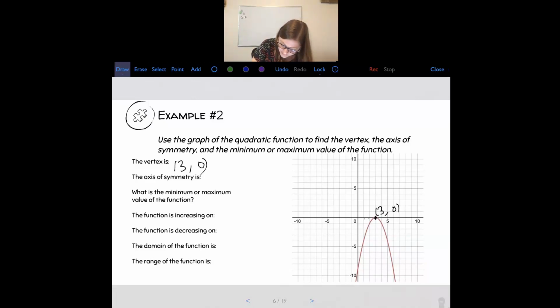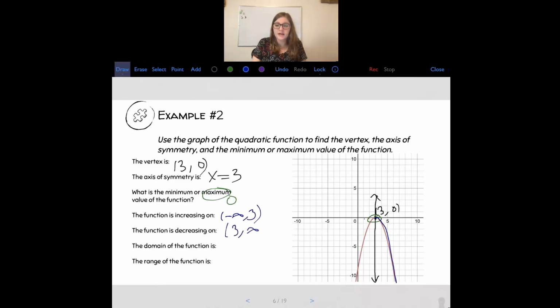The axis of symmetry is the vertical line that goes through the vertex, and this is the vertical line with the equation x equals 3. In this case, the function has a maximum, okay, and the maximum, did I circle? Okay, I did. The maximum is 0. The function is increasing, okay, from -infinity to 3. So it's our x values that cover where y is increasing. So this is -infinity to 3, and it's decreasing from 3 to infinity.